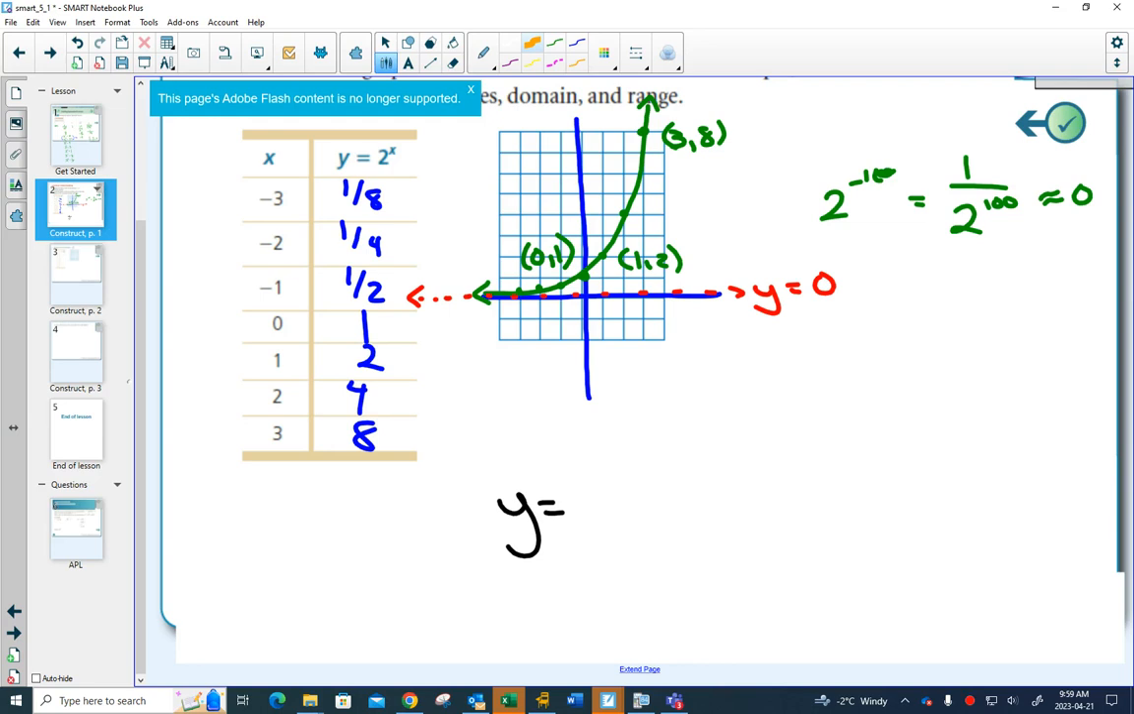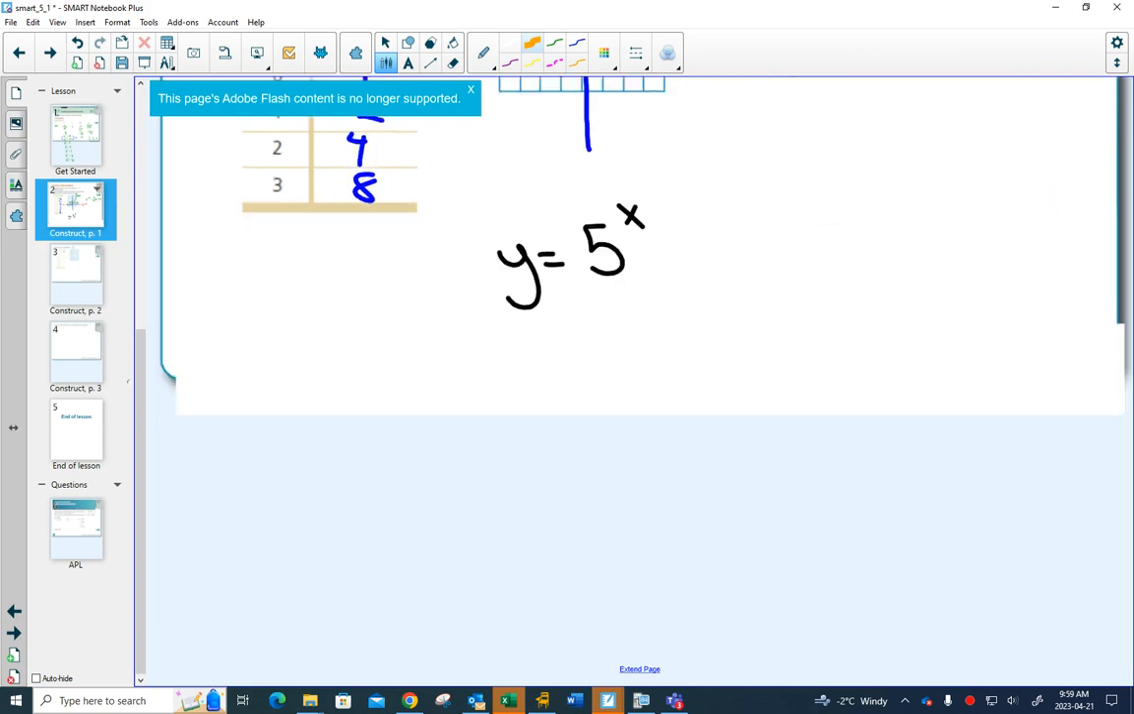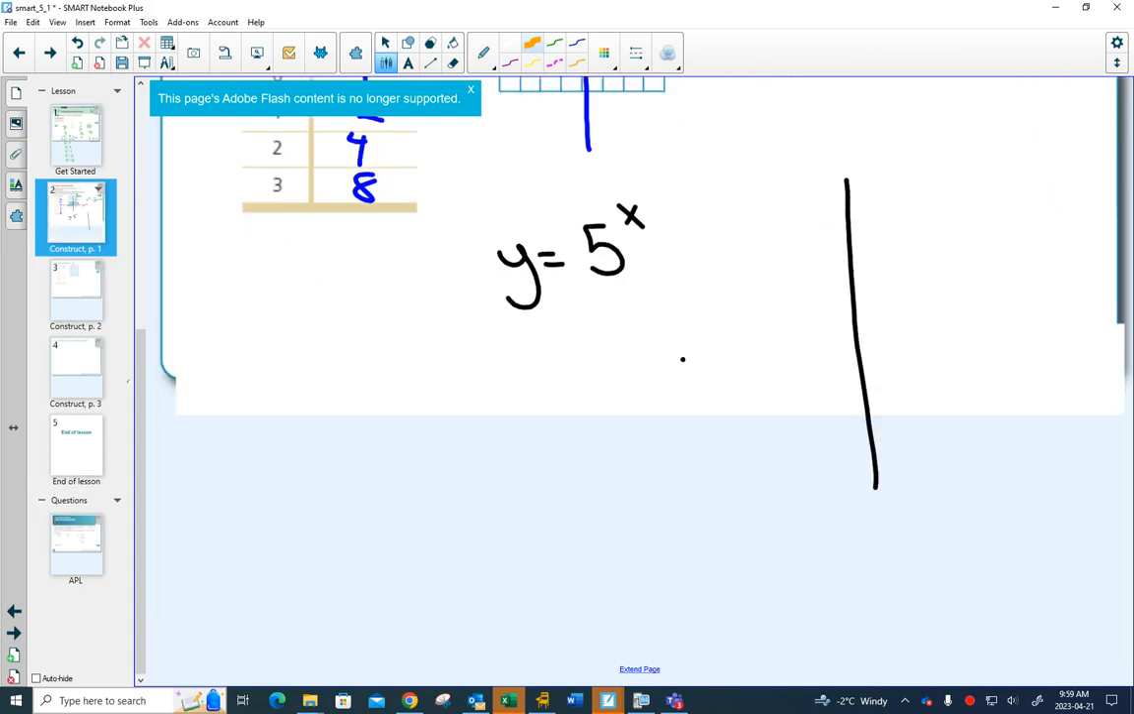Pick a base. We did 2, you want to do 3, you want to do 5, really doesn't matter. If we did 5 to the x and wanted to graph this, the key things that are going to be in your graph are the following points. Plugging in 0 for x is always going to get you 1. Plugging in 1 for x is really easy. It's going to get 1, 5.